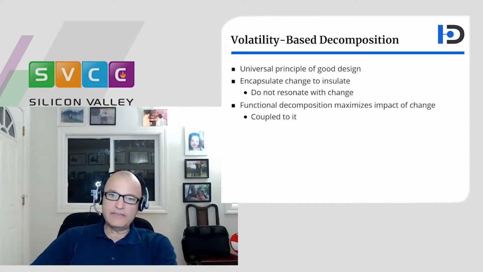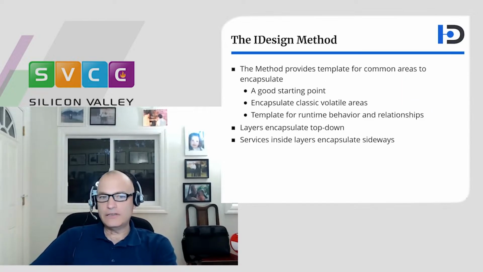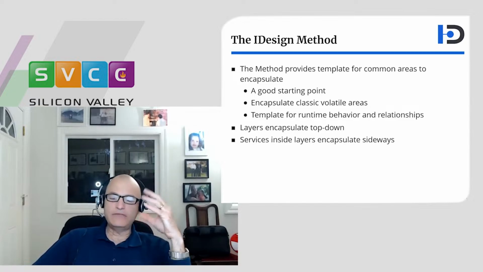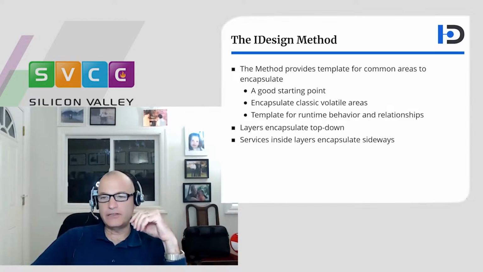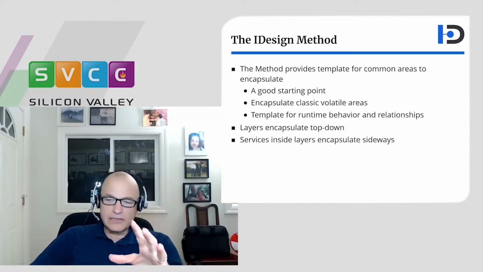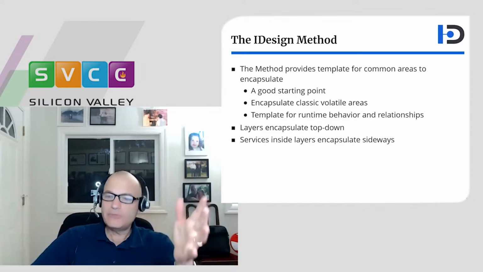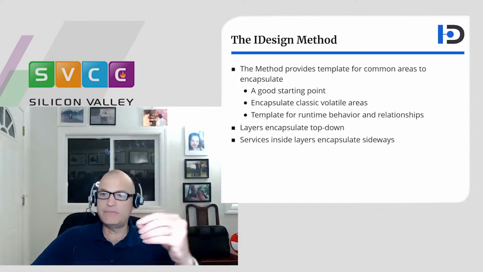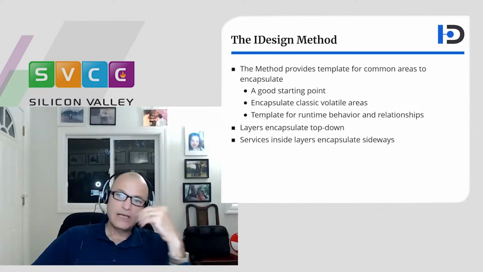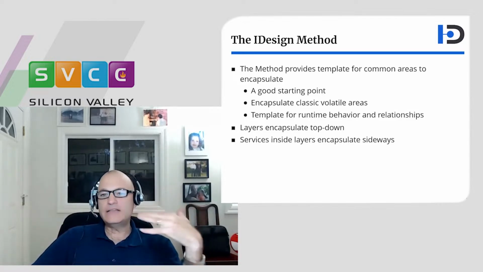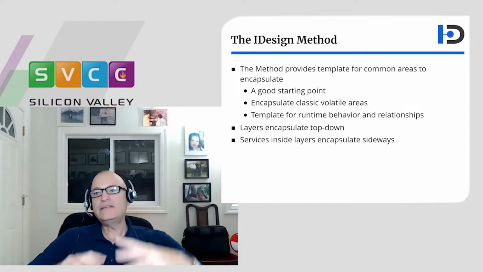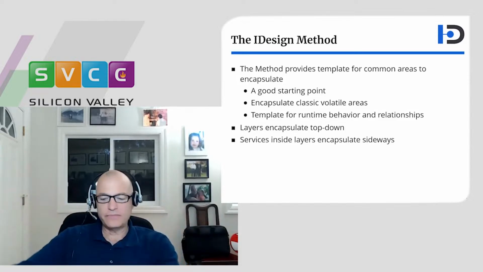And I've developed a methodology around it. I call it the method. It's a template. It's a mental machinery for identifying areas of volatility. Think of it as a good start point. In a typical software system, you will typically have these areas of volatility. Now your mileage will vary. Maybe you have more of this and less of that, but it's a good starting point. It also provides good runtime relationship templates. These things typically interact like this.